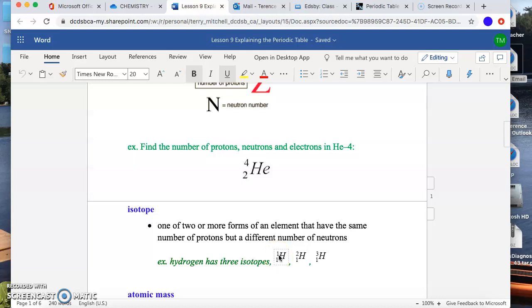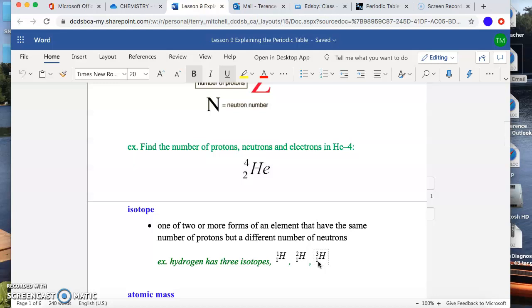This one has a weight of 1, this one has a weight of 2, this one has a weight of 3. What that means is this one here has 1 proton and no neutrons, hence the weight of 1. This one here has its 1 proton, that's what makes it hydrogen, but it also has 1 neutron for a weight of 2. And this one here has 1 proton, but it has 2 neutrons, which gives it a weight of 3.